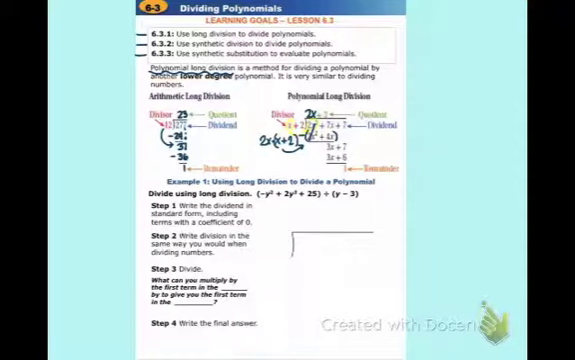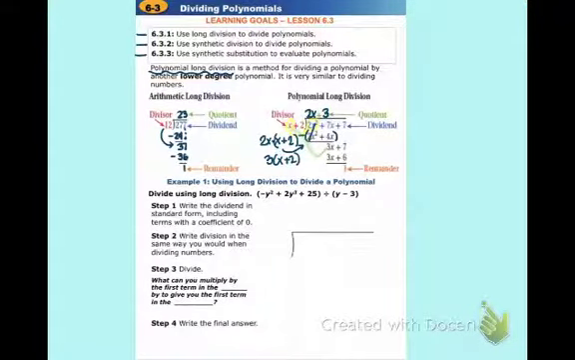So then I look to see how many times will my first part of the divisor, that x, go into 3x. And I can see it goes in here 3 times. So that goes into my quotient, excuse me. And then I take that 3 and I multiply the divisor by it.